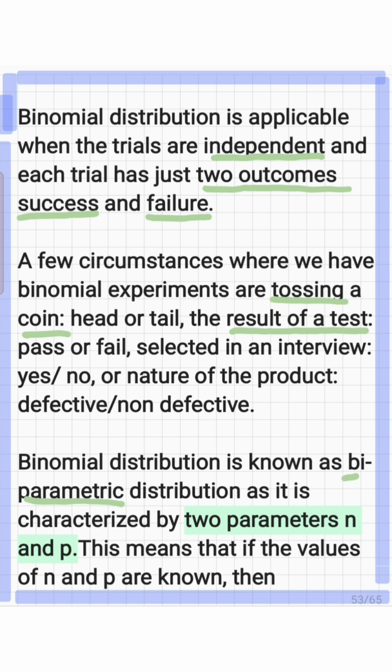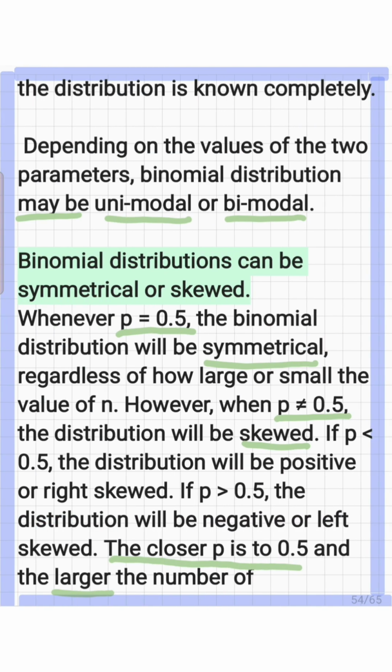And it is also known as biparametric distribution because it has mainly two parameters, that is n and p. N means number of experiments, which means the number of times an experiment runs, and p means probability of success or probability of any outcome. And if we know the n and p, then the distribution is known completely. And depending on the values of the two parameters, binomial distribution may be unimodal or bimodal.